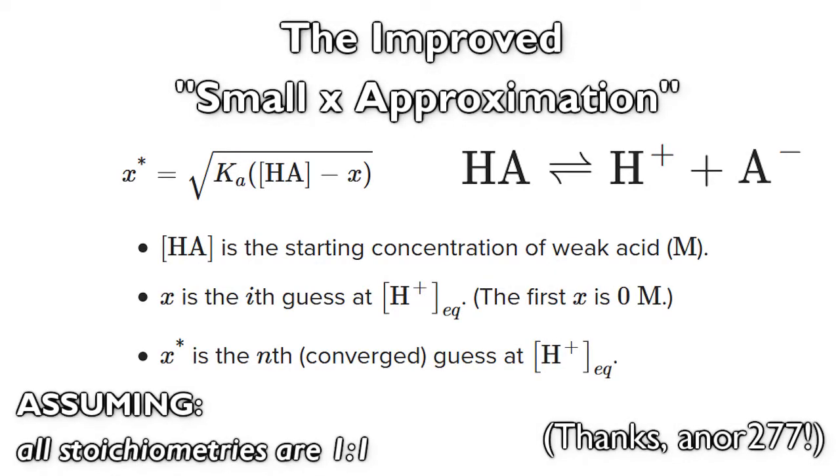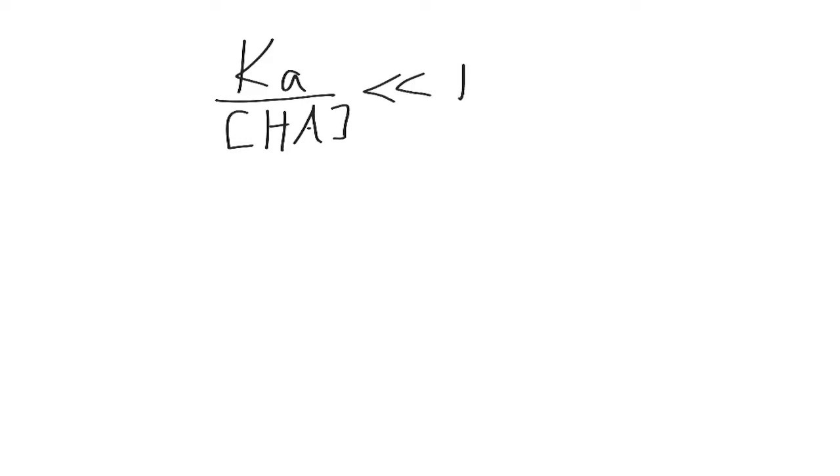Hello, today I want to show you guys a trick on how to do weak acid equilibrium problems using the small x approximation on not only the acids with Ka that are small enough, but also Kas that are bigger than, for example, 10 to the minus 5. This trick works when Ka divided by the starting concentration of weak acid is less than 1.